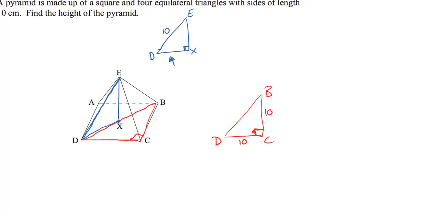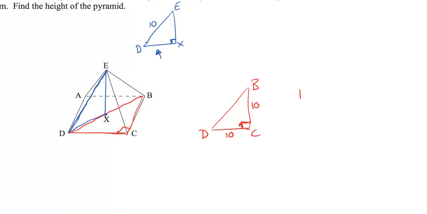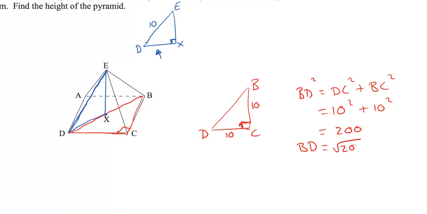So if I'm now trying to find the length of B to D, well, I know that I can use Pythagoras. B to D squared is going to be D to C squared plus B to C squared. Putting those numbers in, that's 10 squared plus 10 squared. So we're going to have 200 there. So B to D is going to be the square root of 200.